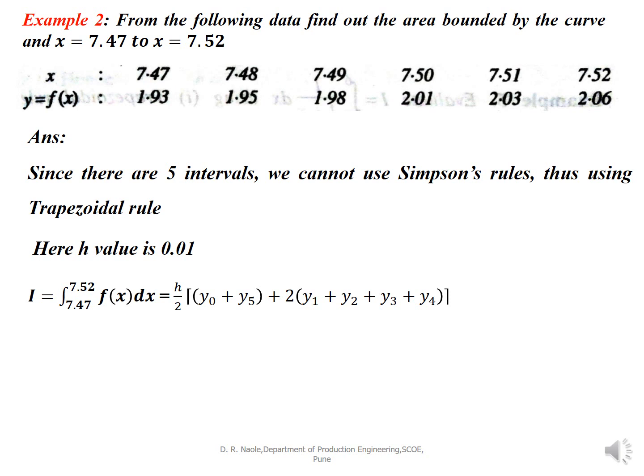Now writing down the trapezoidal rule for this numerical, the integration of f(x) within the limit 7.47 to 7.52 is equal to h by 2 into y0 plus y5 plus 2 into all the remaining terms. Now putting the values from the given table, we get 0.01 by 2 times the respective values, and the answer will be 0.9965.